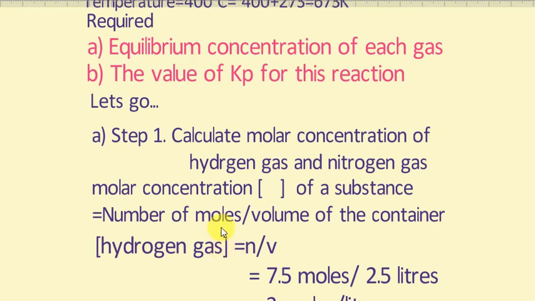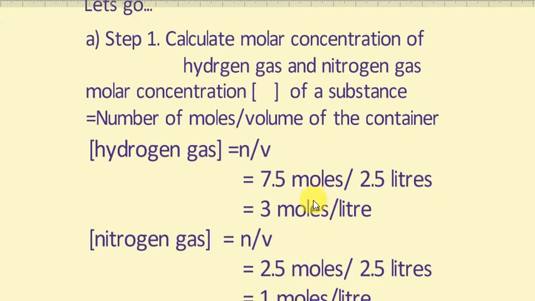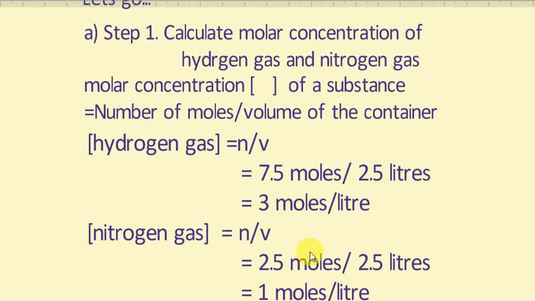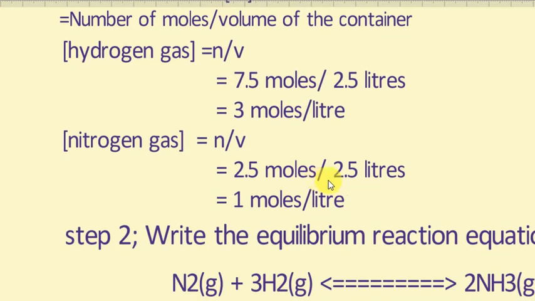So the concentration of hydrogen gas will be equal to number of moles divided by volume, that is 7.5 moles divided by 2.5 liters, so it will be 3 moles per liter. The concentration of nitrogen will also be number of moles divided by volume, that is 2.5 divided by 2.5, that is 1 mole per liter.